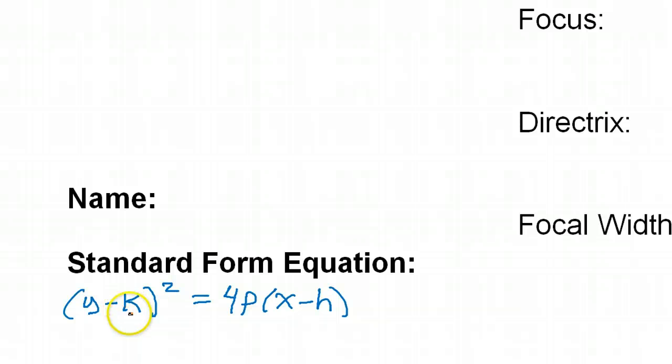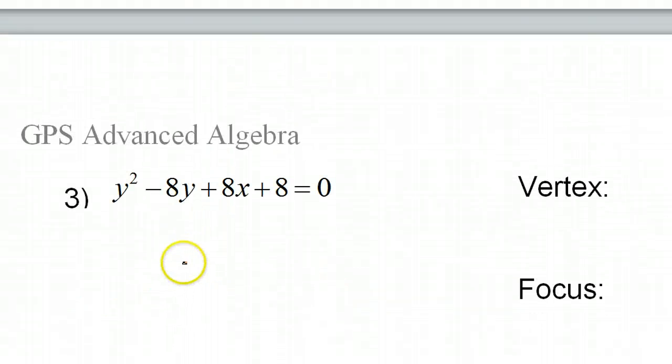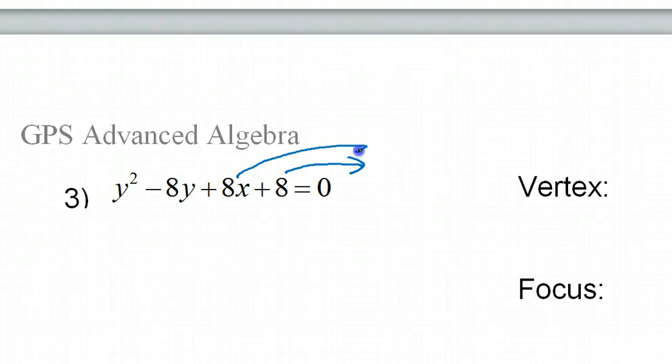Notice that we have a binomial squared on the left. We do have parentheses on the right. We have y's on the left, x's on the right. Keeping this in mind helps guide our actions. So the y's need to wind up on the left because they're squared. Everything else needs to wind up on the right. So the 8x, the 8, all that has to go to the right. So I'm going to subtract 8x and subtract 8 from both sides.